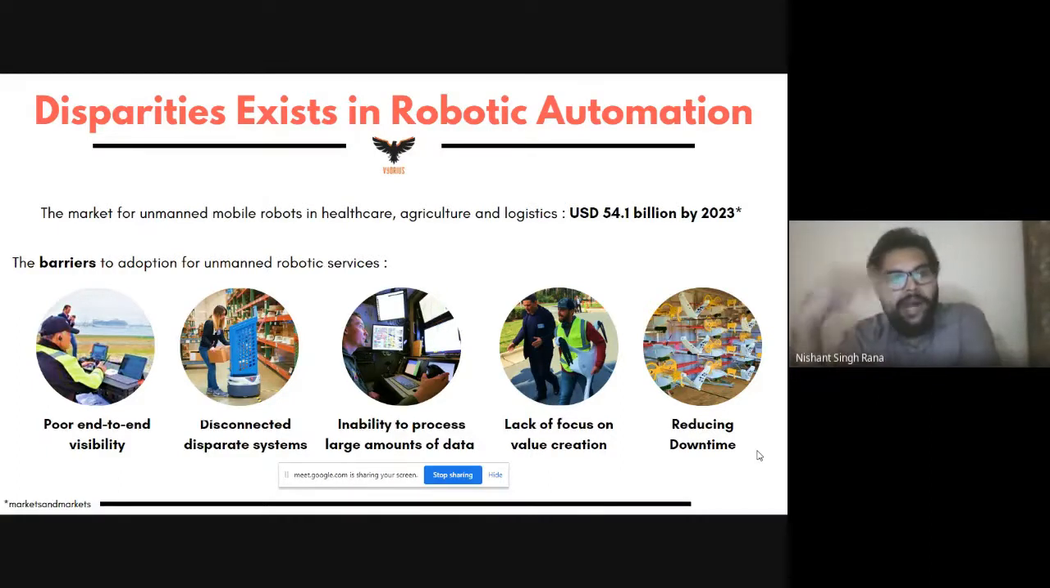So if I go back and talk about the barriers that we figured out in unmanned robotic services, the first thing is the poor end-to-end visibility. We fly a drone, we even drive a self-driving car, maybe a self-driving truck. The major differentiation that happens is the poor end-to-end visibility part of things.